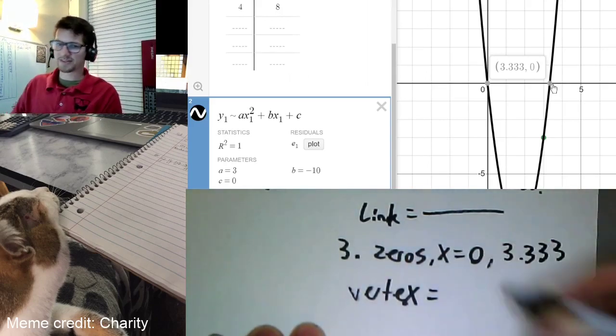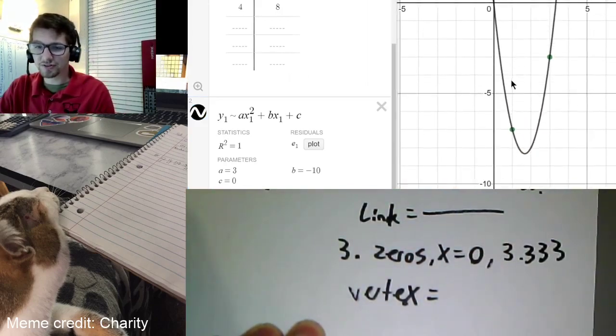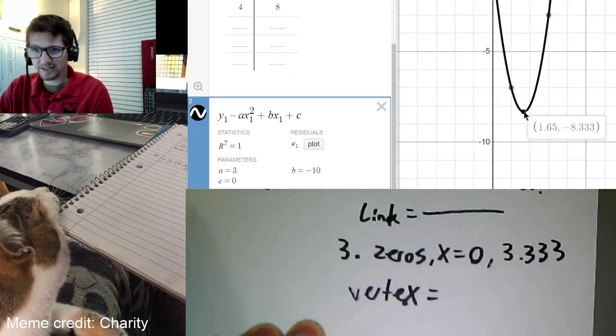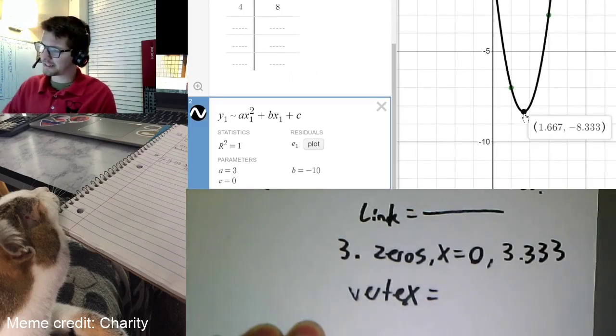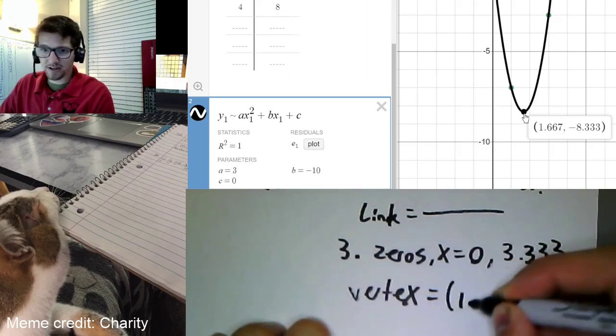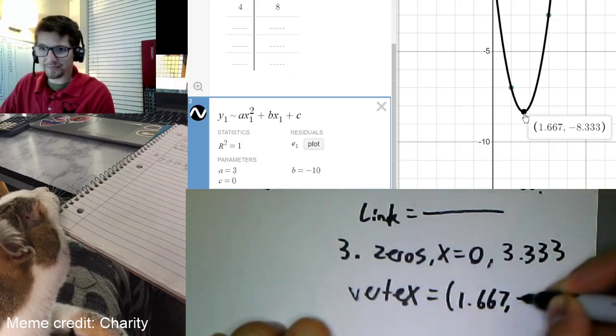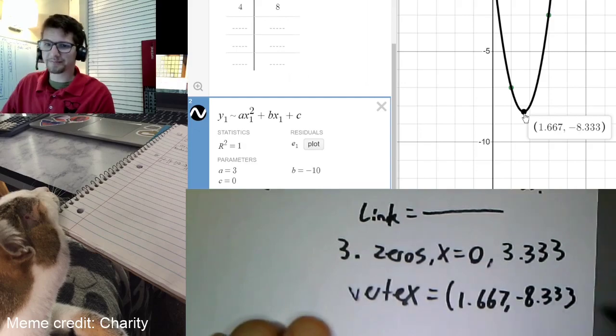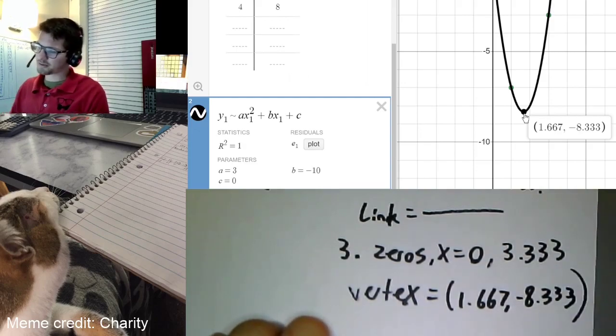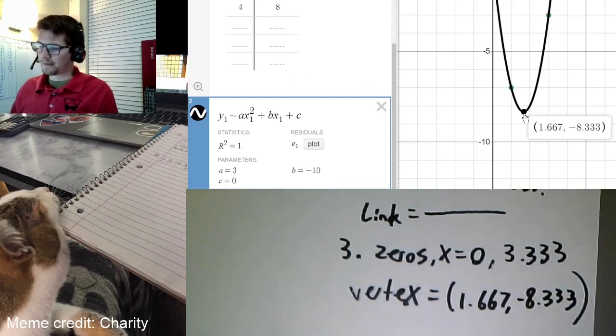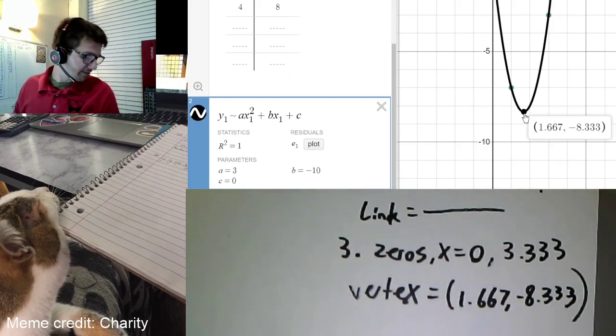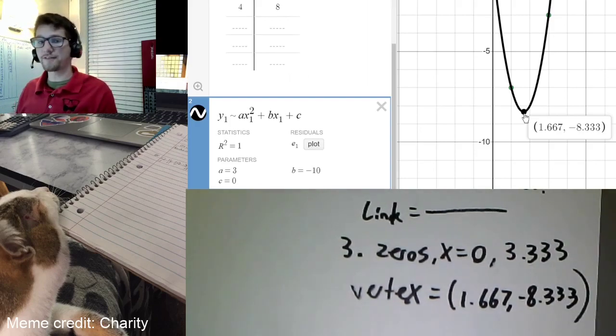Next, I gotta find my vertex. How do I find my vertex? I scroll down, look for the very bottom, click on the very bottom. It gives me a point. 1.667, negative 8.333. There's my vertex. Alrighty. Once I have my vertex, what I gotta find is vertex form.